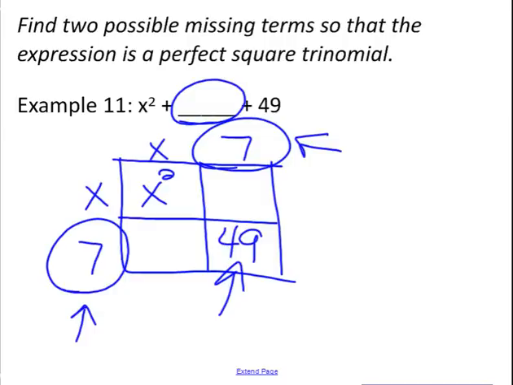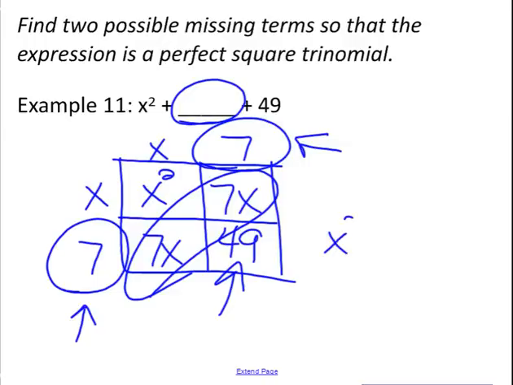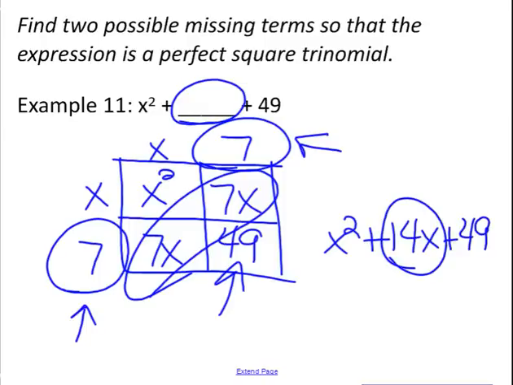If we multiply the x times the 7, we get 7x. 7 times x. Combine like terms. So we have x squared plus 14x plus 49. So the missing term is 14x.